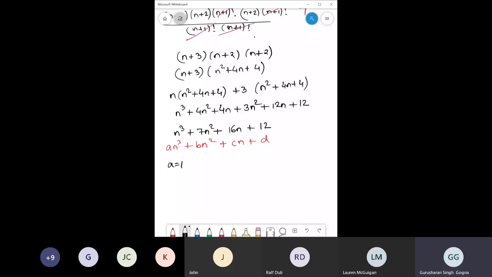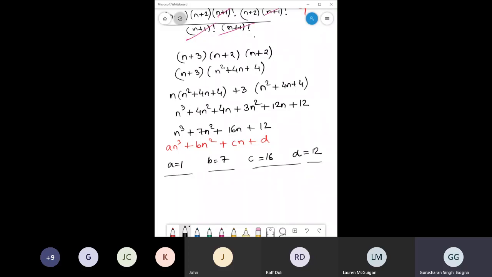So a is 1 because the coefficient of n cube is 1. Coefficient means the number beside n cube. Number beside n square is 7, so b should be 7. Number beside n is 16, so c is 16. And the constant number is d, which is 12 here. So d is 12. Okay.